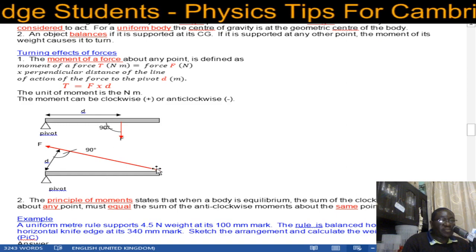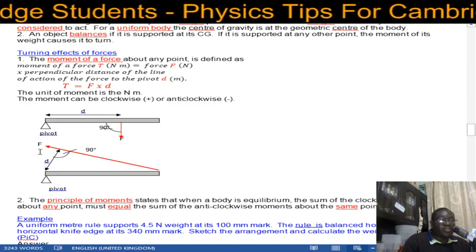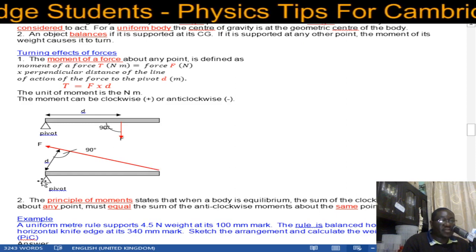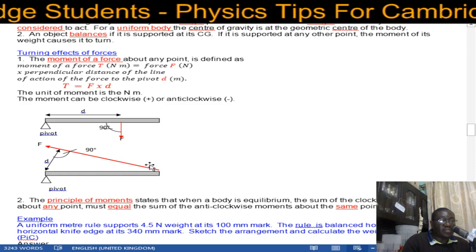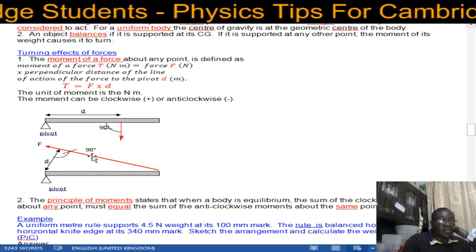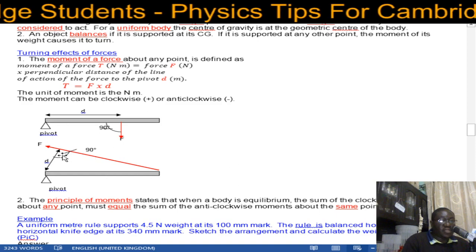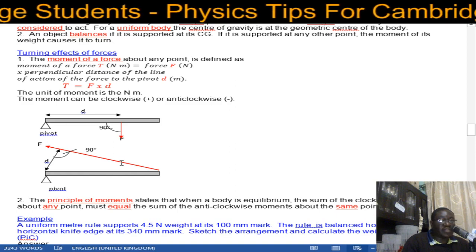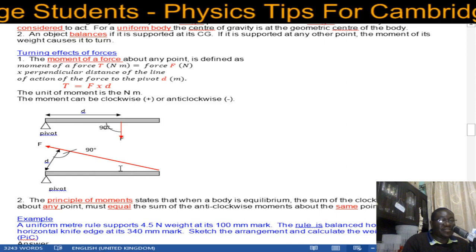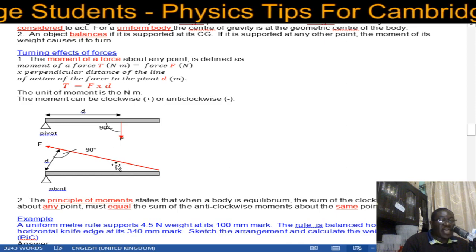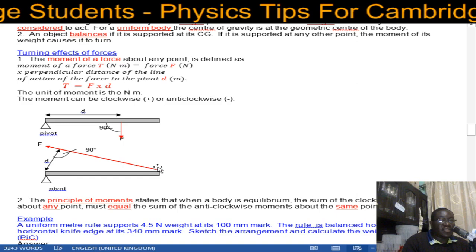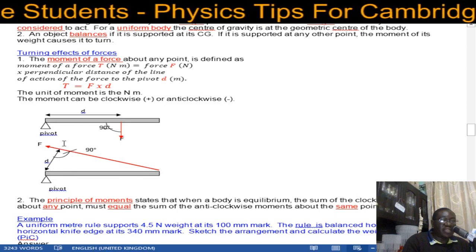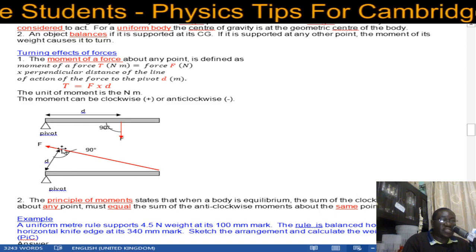Now, for this one, to get the clockwise moment, we are going to resolve the force so that it is perpendicular to the distance. Let's just say this is angle theta here. It's going to be F sine theta times D. Or we could just say F times this perpendicular distance, the one that closes this triangle.